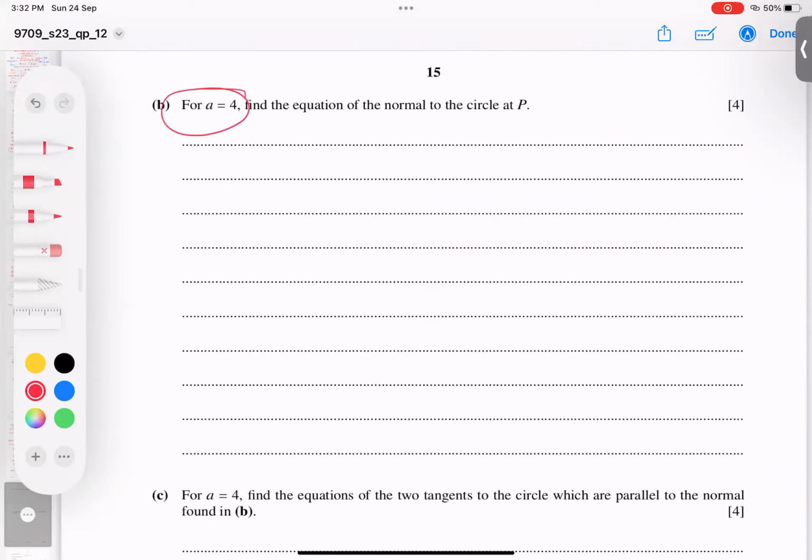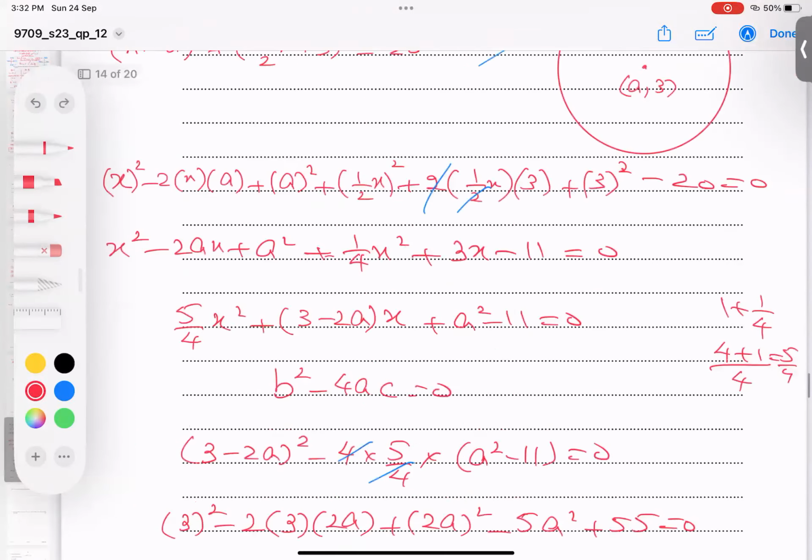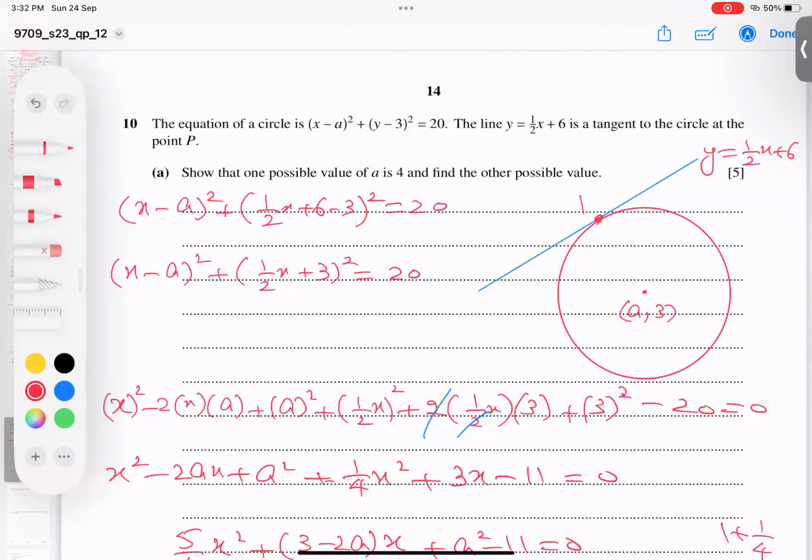Sorry, for the a value, find the equation of the normal at P. Where is P? This point is P. But the issue is now we don't have P's coordinates. How can we find them? Because we have two a values, and we found one a, there are two tangents, one here and one here. So here a is 4 and below is maybe negative 16, as we just found.